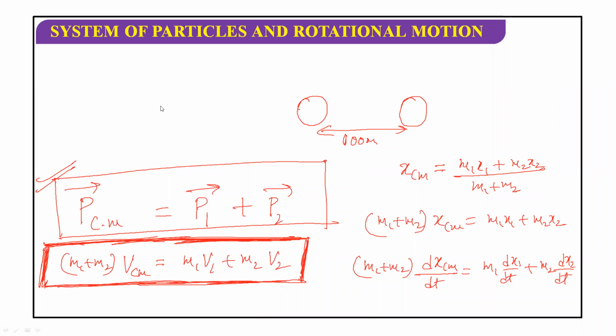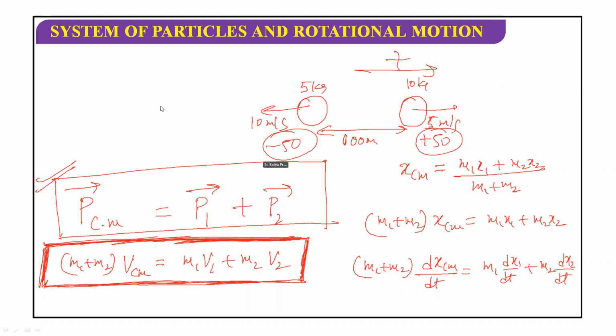How is it possible? Suppose there is a 5 kg object moving with 10 meter per second this side, and a 10 kg object moving this side with 5 meter per second. Right? What is the momentum for this? Suppose this direction we take positive. Can we say this has plus 50 momentum? What is the momentum for this? Minus 50. Plus 50 and minus 50 will be how much? 0. The total momentum will be 0. So momentum of the center of mass is how much? 0.